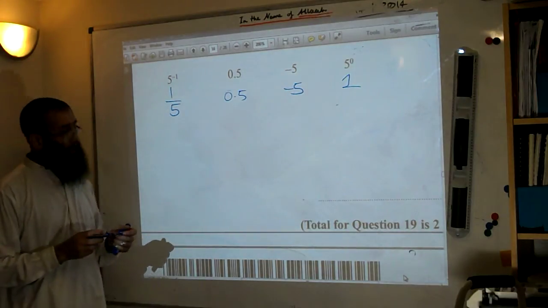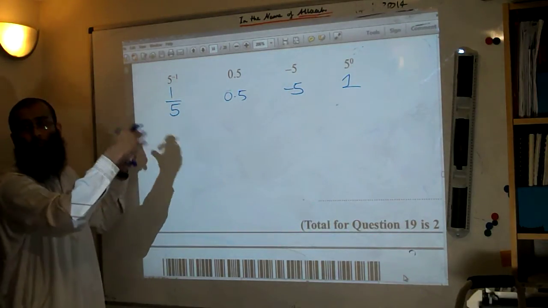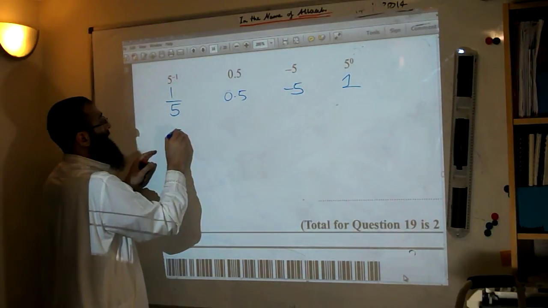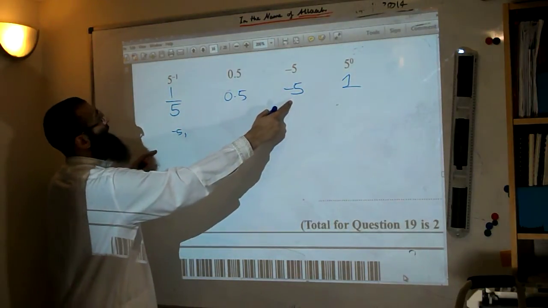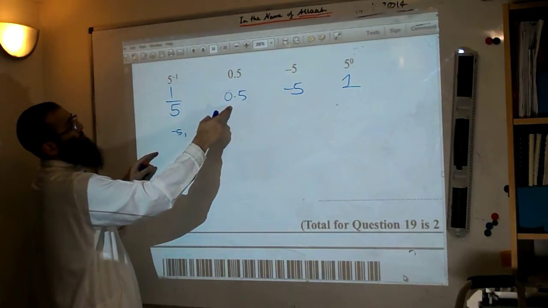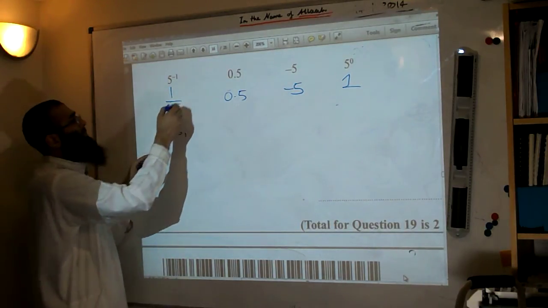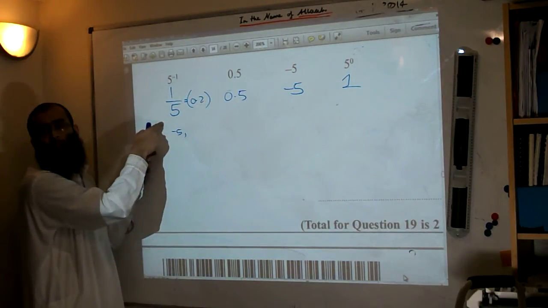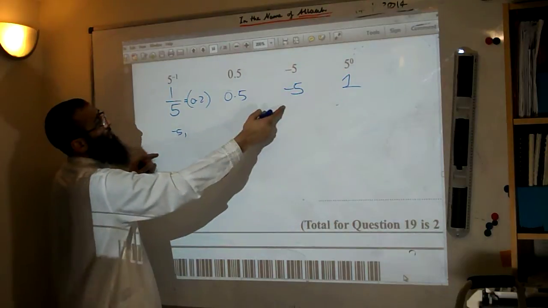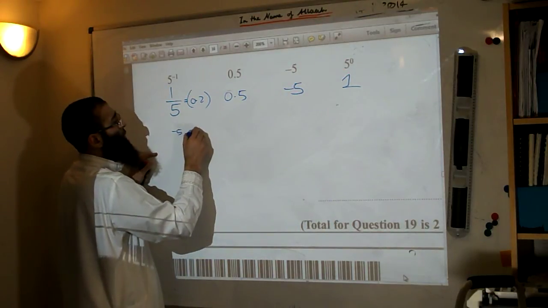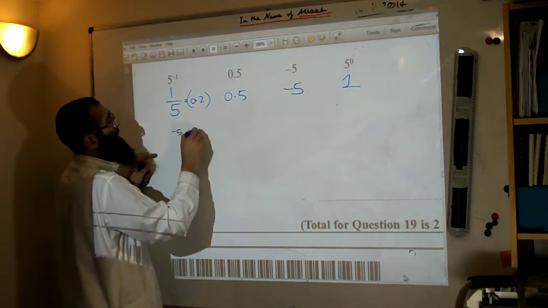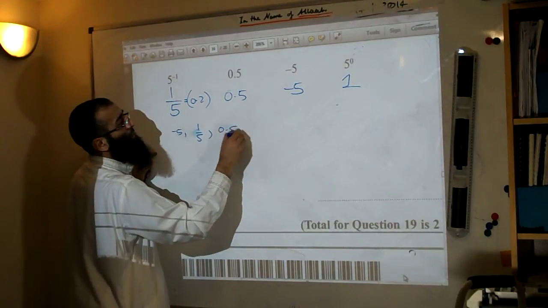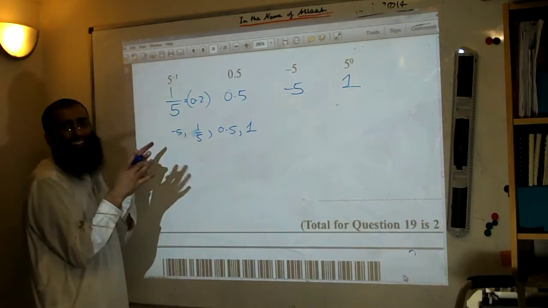Now we've got to put these in order. So I'm going to put these ones in order first and then we'll replace them with the original values. So the smallest one is minus 5. And then the next one after minus 5, well 1/5 is 0.2, isn't it? 1 divided by 5 is 0.2, so that should be next. So minus 5, then 1/5, and then 0.5, and then 1.